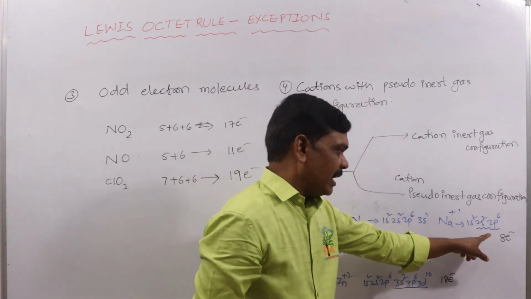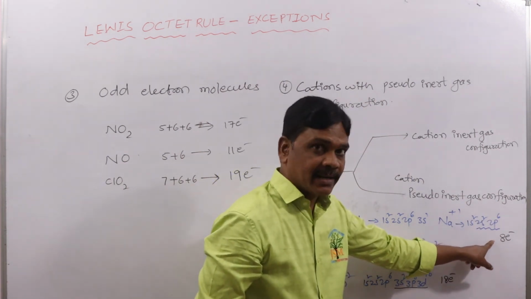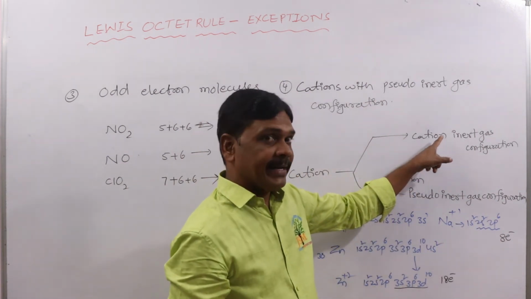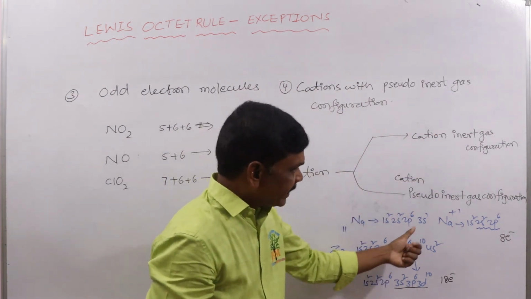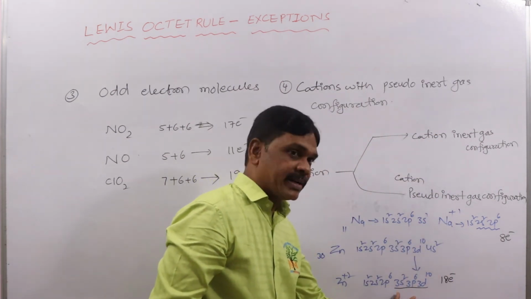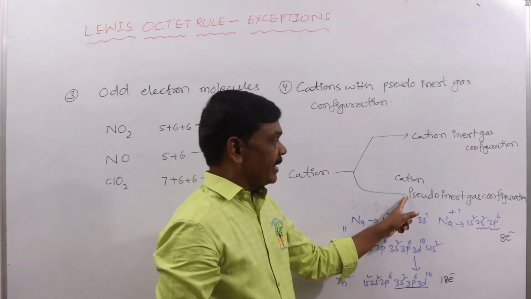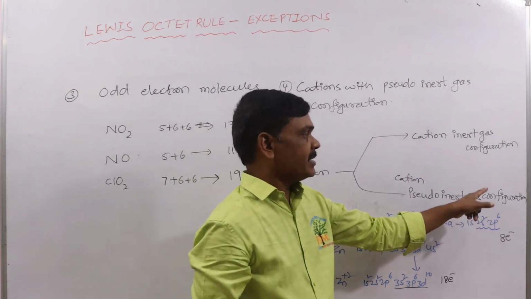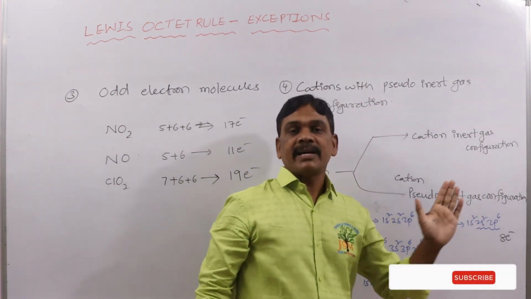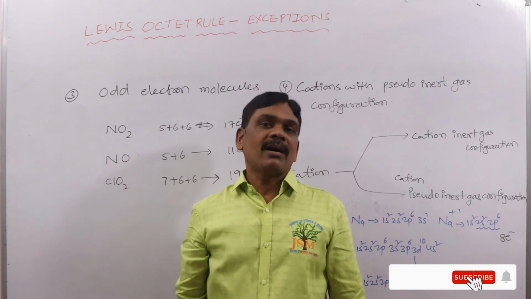So this is the difference between a cation with inert gas configuration and a cation with pseudo inert gas configuration. If the outermost shell contains 8 electrons, that is known as inert gas configuration. If the outermost shell contains 18 electrons, that is known as pseudo inert gas configuration. So these are the exceptions to the Lewis octet rule.